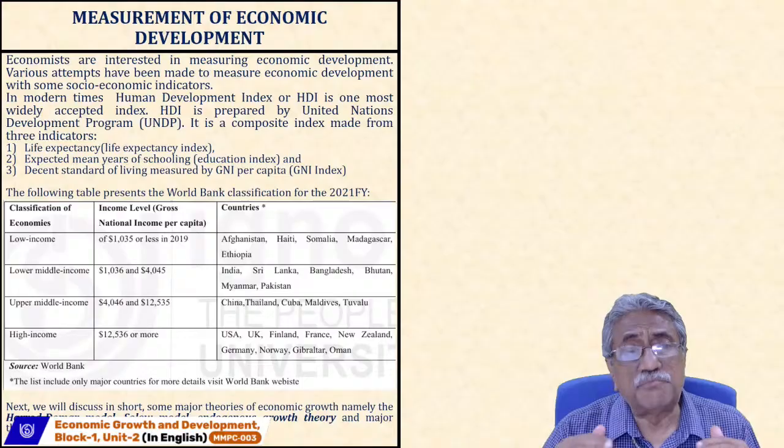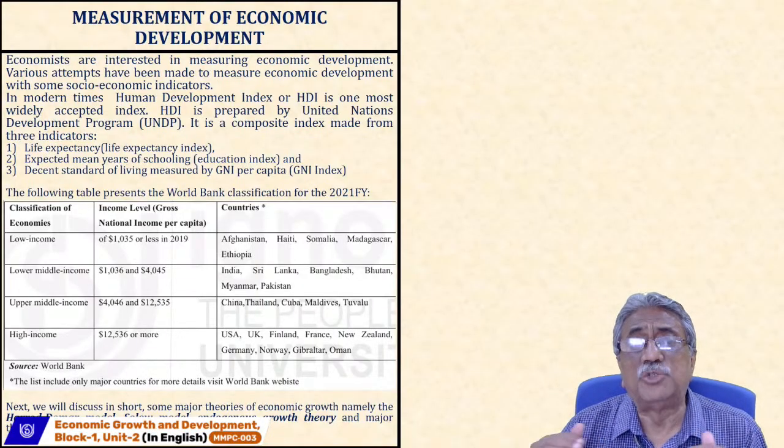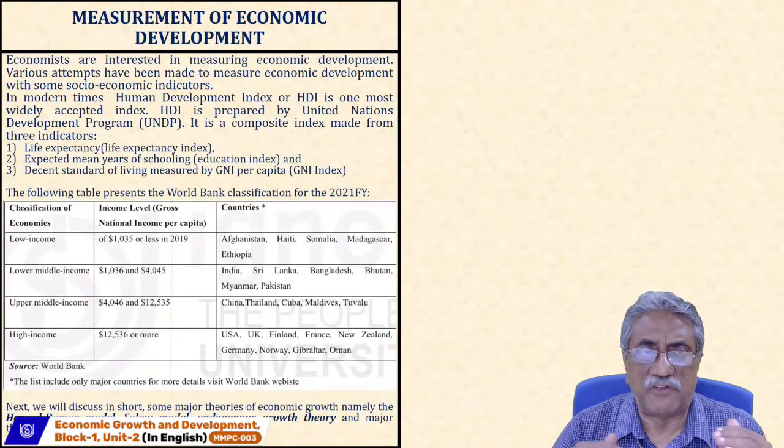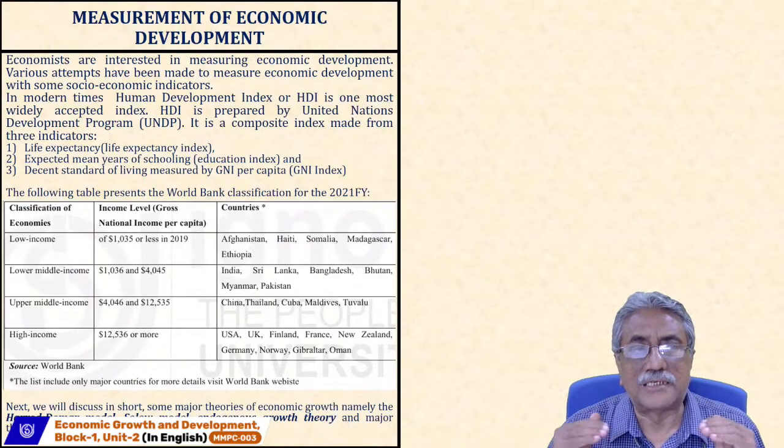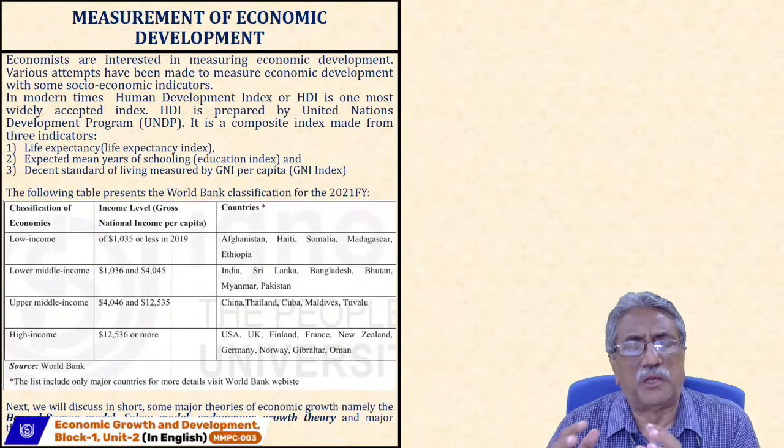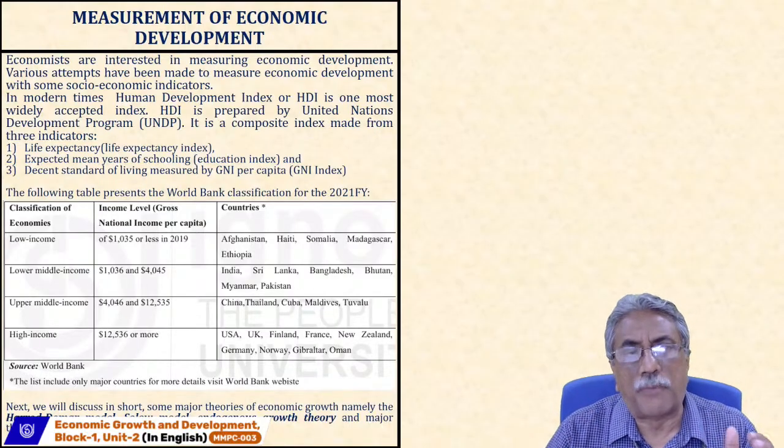Second is expected mean years of schooling, or the education index. First is the life expectancy index. Second is expected mean years of schooling. How many years can you do schooling? You have heard about school dropout.